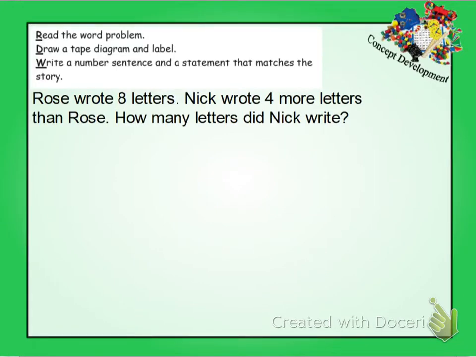Today we're talking about Module 6, Lesson 2. In this lesson, we're talking about being able to use tape diagrams to solve comparing word problems. Now, in the last lesson, we talked about comparing word problems as well. These word problems are going to be a little bit different.